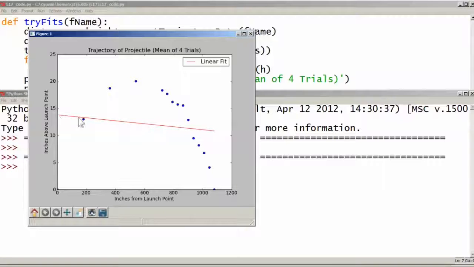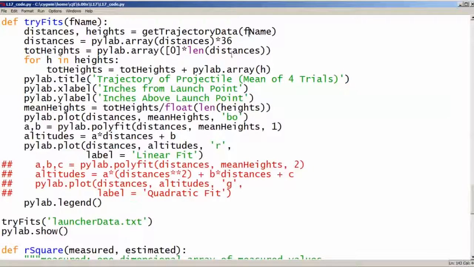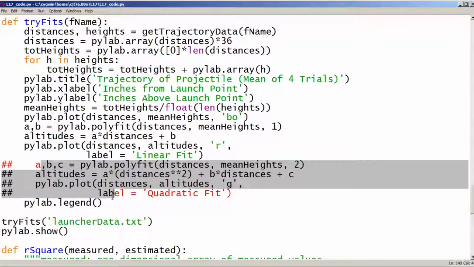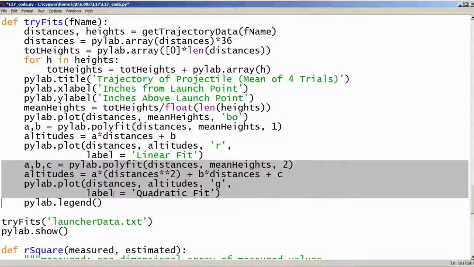And here's a linear fit of a line to that data, and it's probably fair to say that the hypothesis that the arrow travels in a straight line from the bow to the target is not a good hypothesis. You can just see that this linear fit seems to really bear no relationship at all to the actual data points. So let's go back to our code and let's try a parabolic fit. And so what we're going to do is look for a quadratic equation that relates the distance to the altitude of the arrow. So let's get this code back into execution.